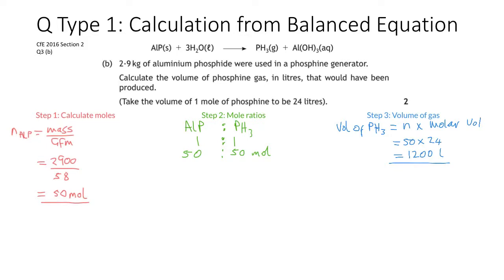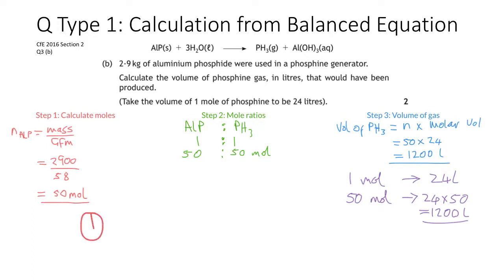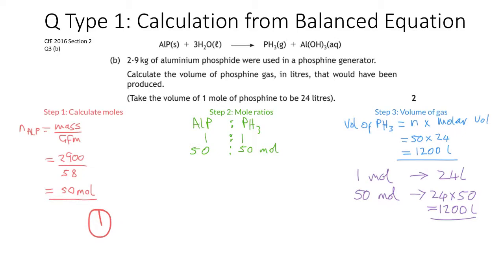Again, if you prefer using the proportions, you can be saying, well, 1 mole of gas is 24 litres, so 50 moles is 24 times 50, which gives us the same answer of 1200 litres. So again, a 2-mark question. First mark is for your mole calculation, and the second mark is for working through and getting the correct volume of gas at the end.